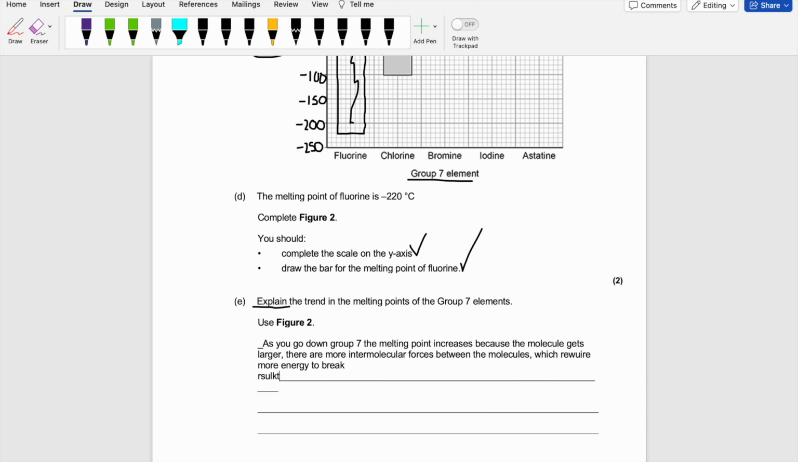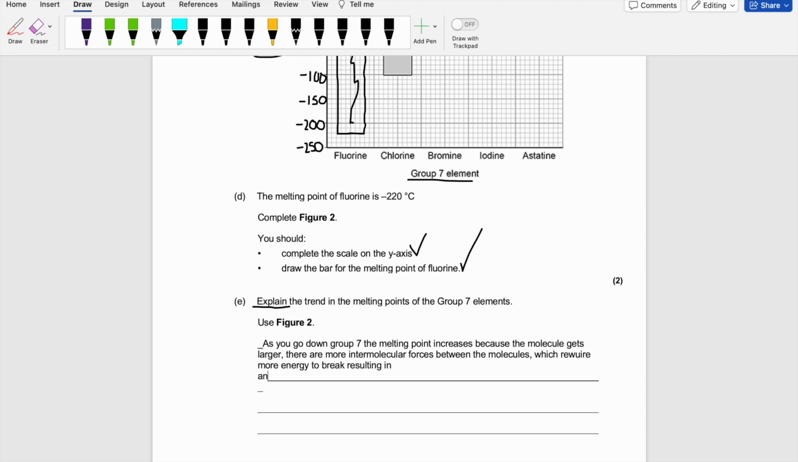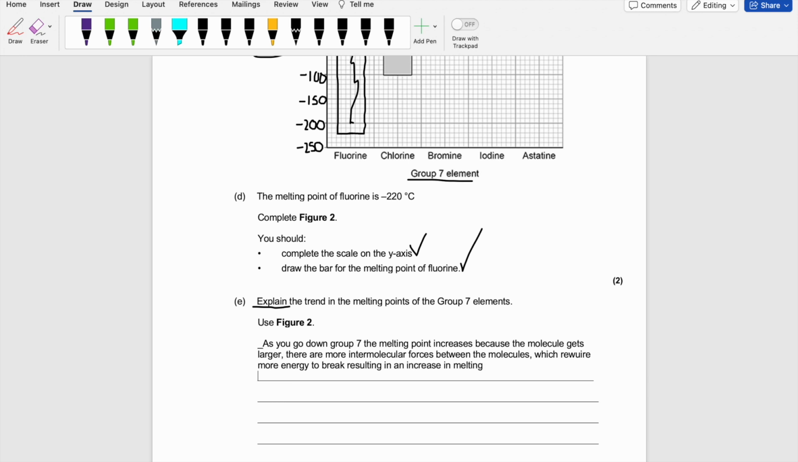Resulting in an increase in melting point. Okay. Oh, I spelled require wrong too, sorry. I'm just having a bad day spelling wise.